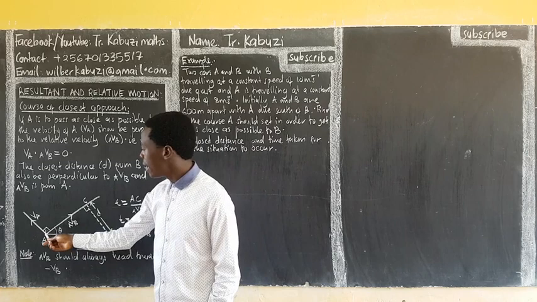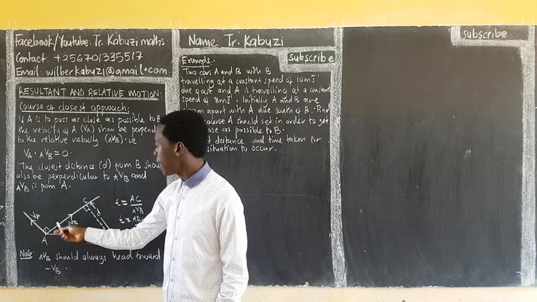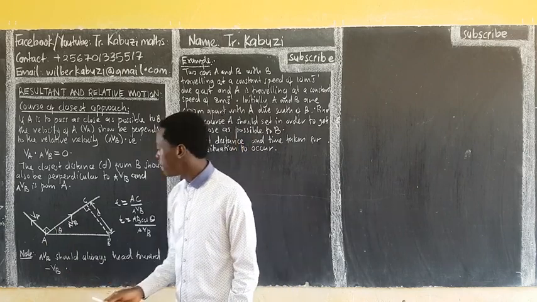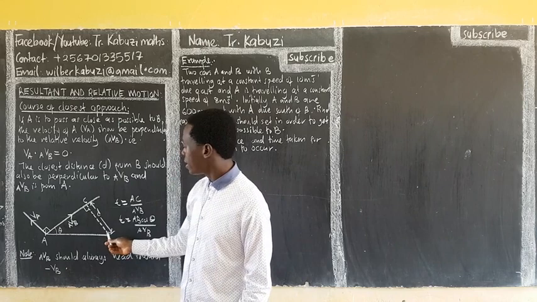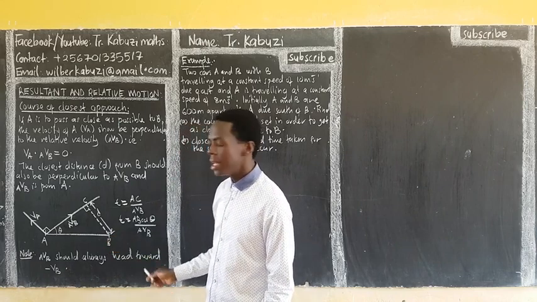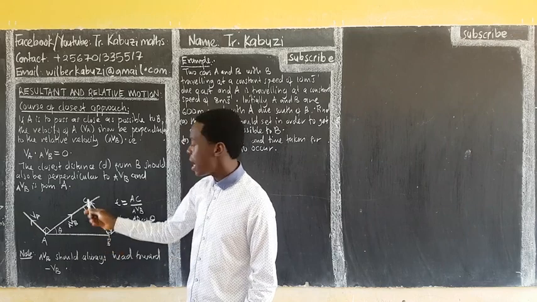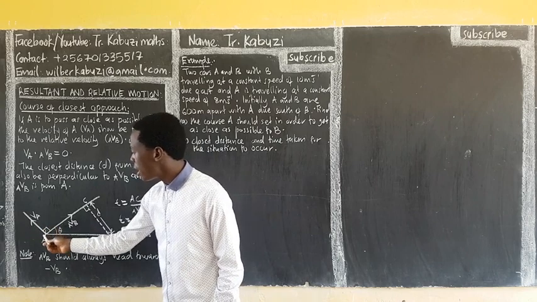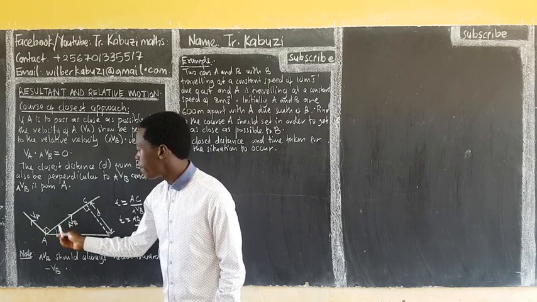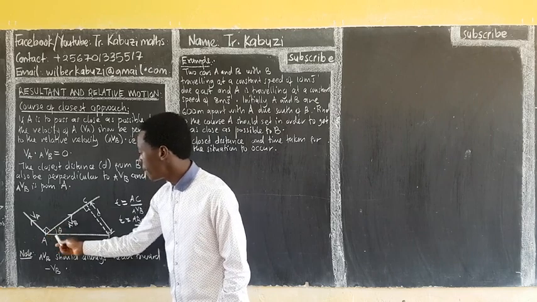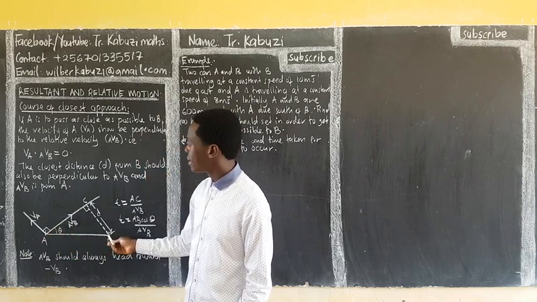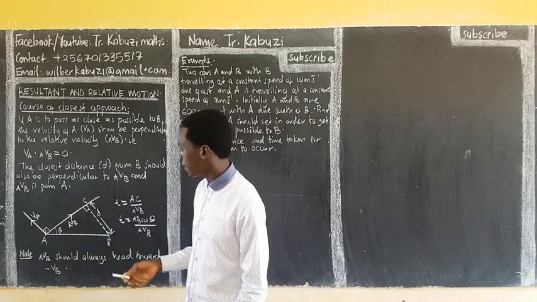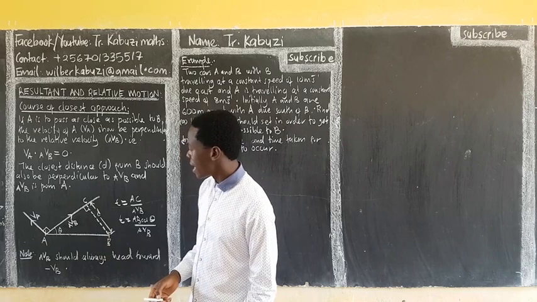A is to pass as close as possible to B. It means that the relative velocity of these two is from A, and note that VAB should always head towards the negative of VB. If we assume this is VB in this direction, then the negative of VB is where A should always head. Now, the relative velocity is perpendicular to the velocity of A, and the shortest distance is also perpendicular. Of course, the shortest distance is always perpendicular to a point.